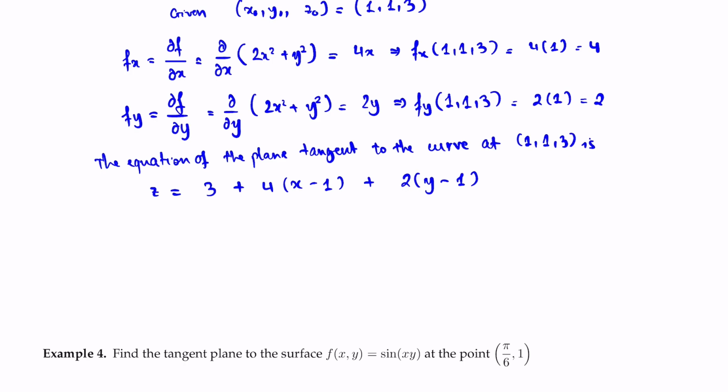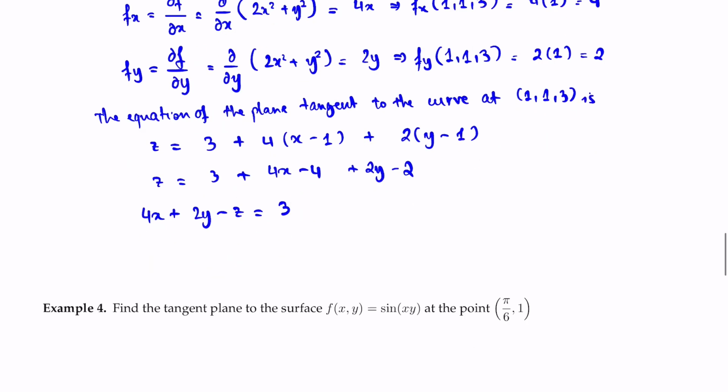Then we're going to simplify the result a little bit here. So you have z equal to 3 plus 4x minus 4 plus 2y minus 2, and we're going to put all the variables to one side of the equation and the constants by themselves on the other side. Then we have 4x plus 2y minus z equal to 3. So this is the equation of the plane tangent to the curve at the point 1, 1, 3.